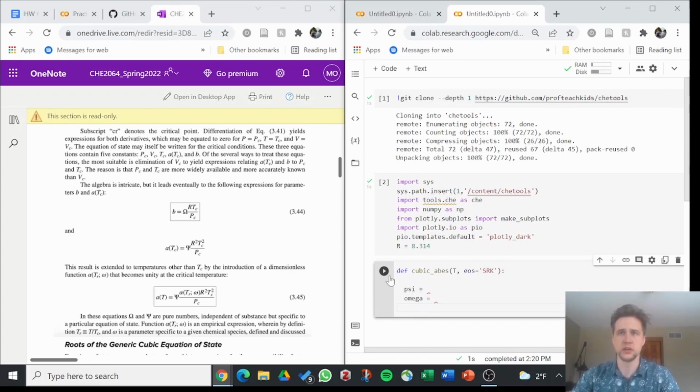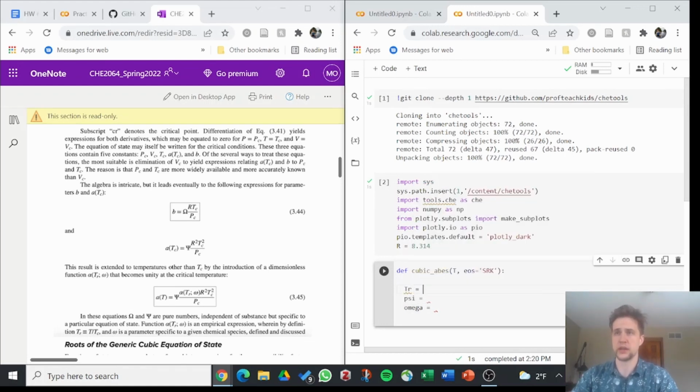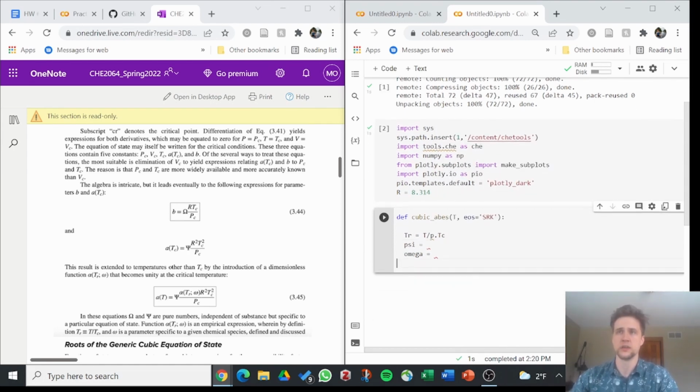I also see TR, and let's go ahead and... TR, I don't know why it's not flipping over. There we go. TR means reduced temperature. Well, what is reduced temperature? If we look down here, reduced temperature is whatever specific temperature we're looking at divided by the temperature at the critical point. So let's go ahead and define that. Temperature at the critical point. That's our TR.